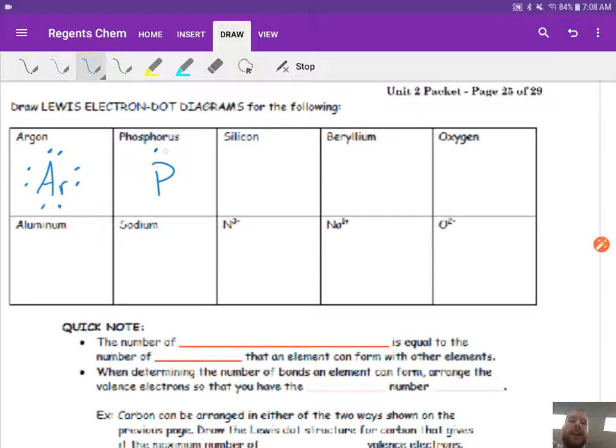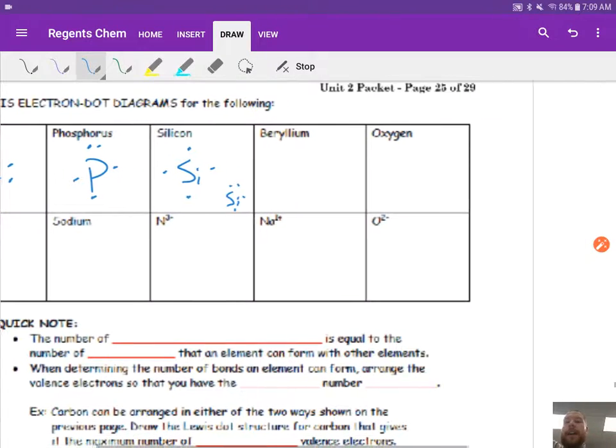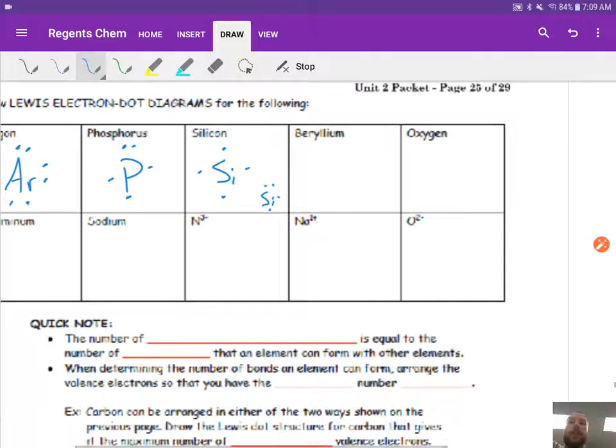This is neutral phosphorus. There's no charge written there, so it would just be 5. Silicon, much like carbon, okay, you could write it as this, or you could write it like I did the first one, okay? Doesn't matter which order. I typically, guys, go clockwise. You could go counterclockwise if you want, as far as putting the dots in.